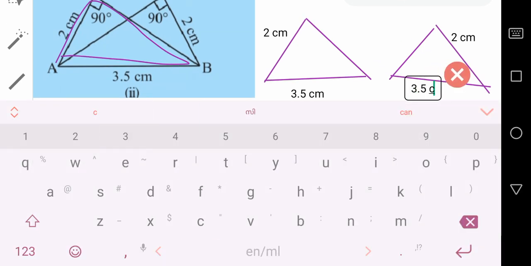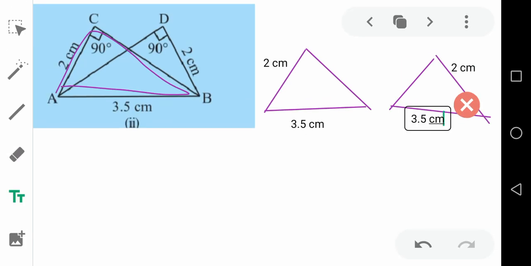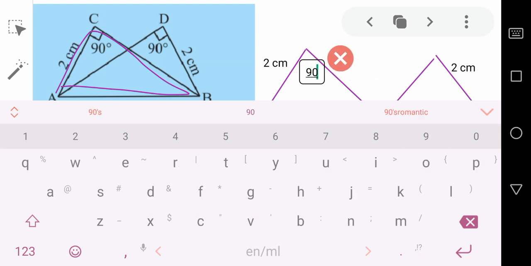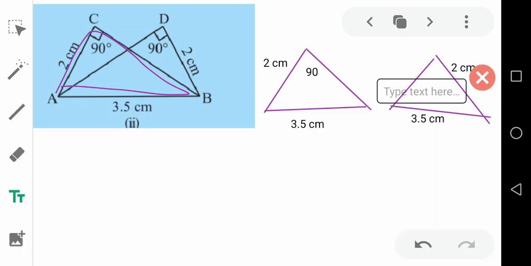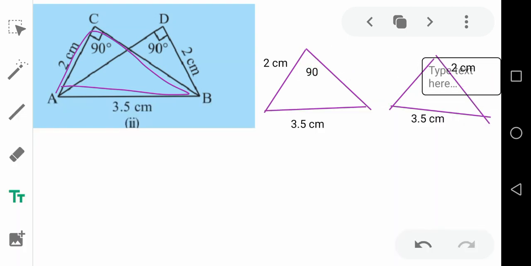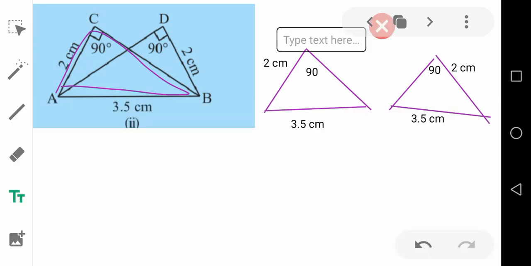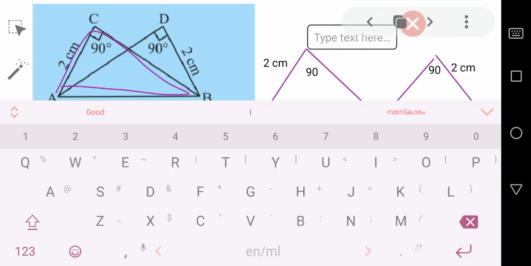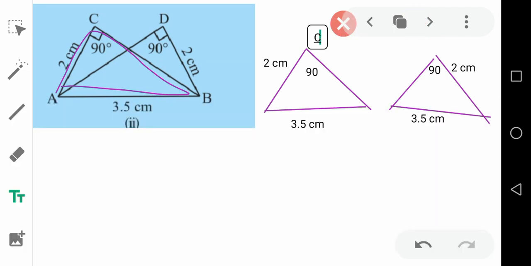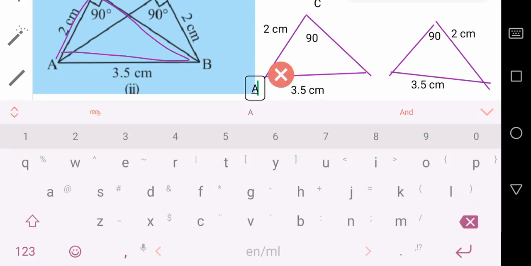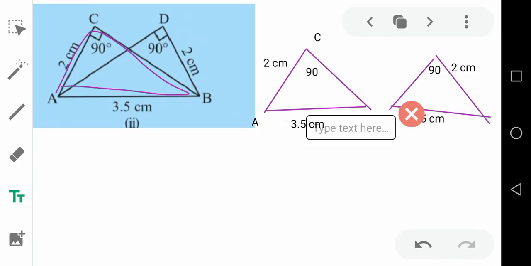3.5 centimeter. Okay, now we have to name the triangles also, and this is 90 degree, right? So this is 90 degrees. That also will write 90, and here also it is 90. Okay, now we will name the triangles. This is C. Here we will name it as C. Then which is here, this is A, and this vertex is B.